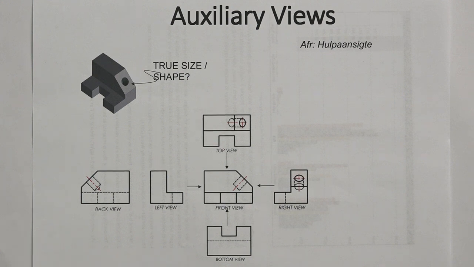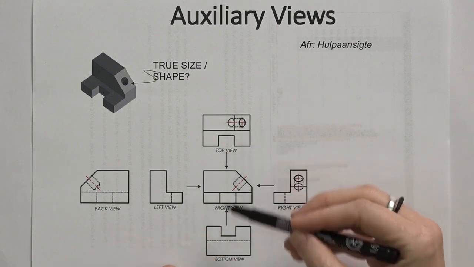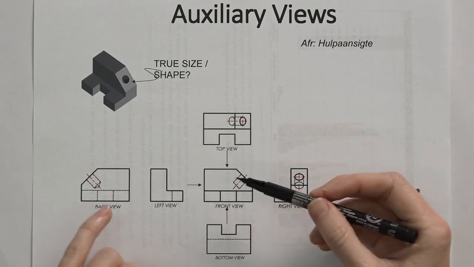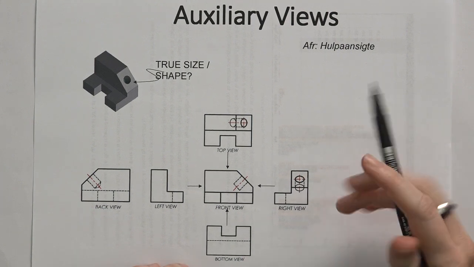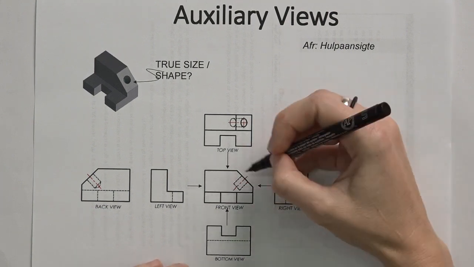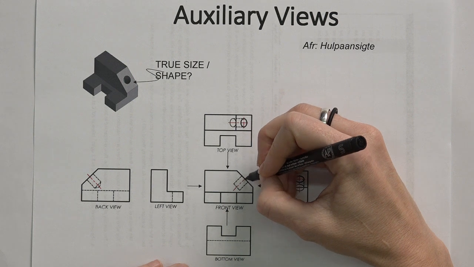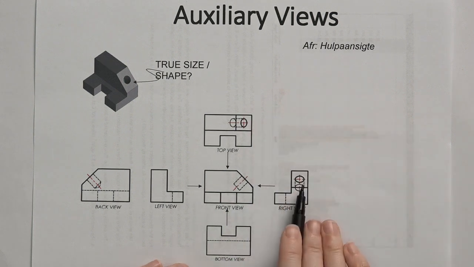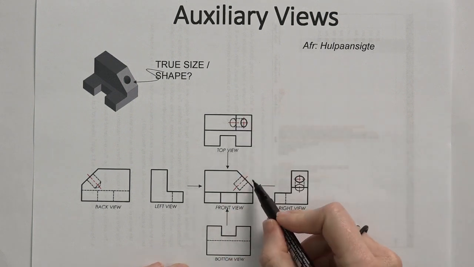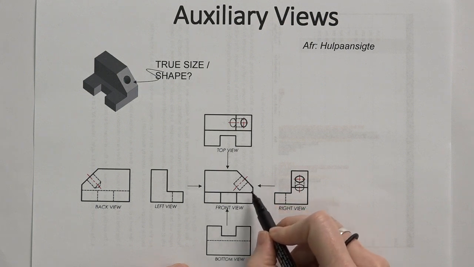Auxiliary view. In this tutorial we're going to look at auxiliary views. Up to now we've only considered views that are either right, top, bottom, left, or behind a component. But sometimes when we have a component, there's a specific face that runs at an angle, and when we are drawing a right view or a top view, we're actually distorting the information that we see on that angle.